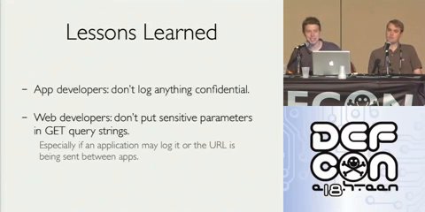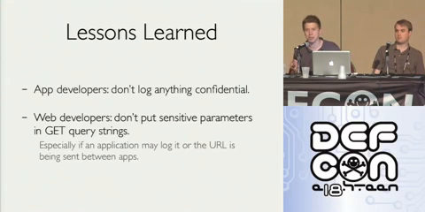So, key lessons we want to orient people to: if you take something away from this talk and you're writing mobile apps or breaking mobile apps, app developers, seriously, please don't log confidential information. Bad. Secondarily, web developers, if you're interacting with mobile apps, especially if they're sending URLs between applications on a device, try to pull things out of GET query strings, maybe put them as post data or set cookie data so that it's not floating around, or at least it's harder for it to float around.